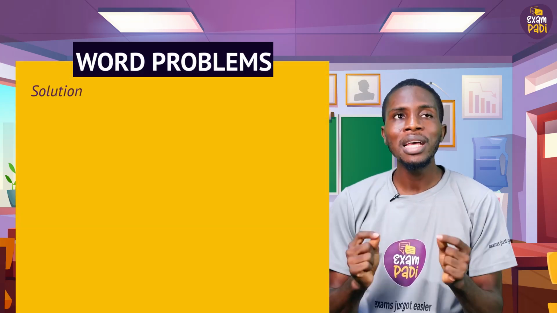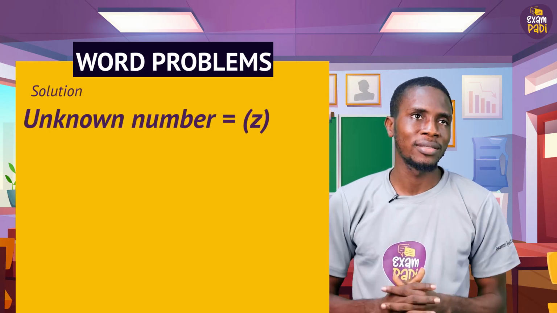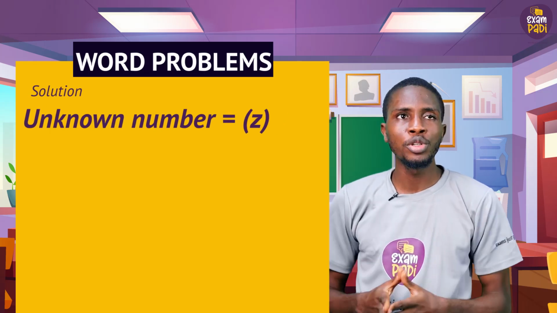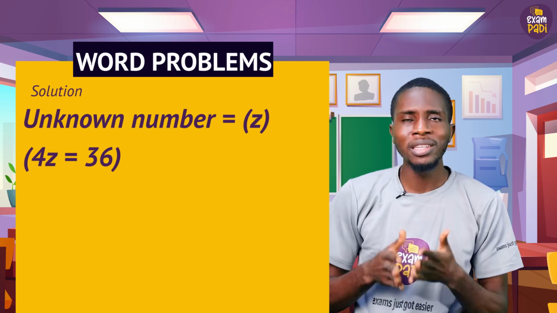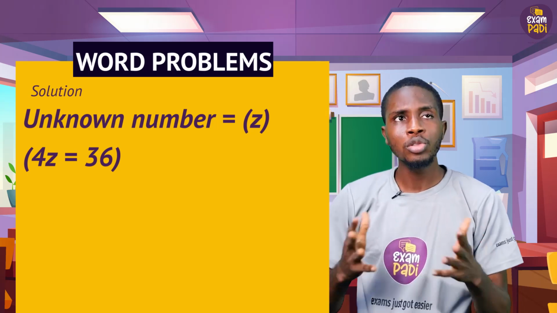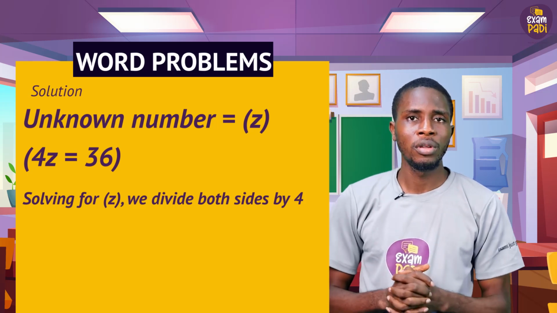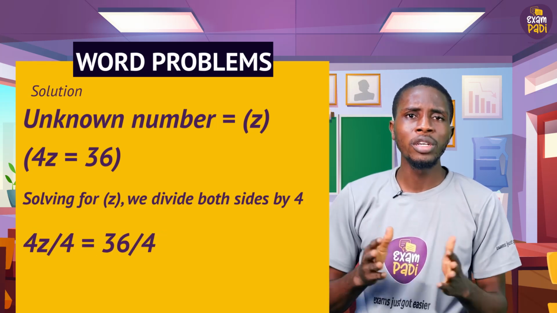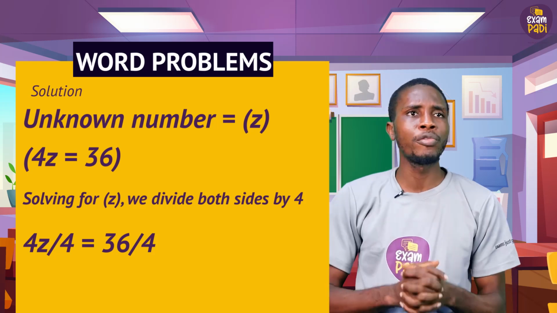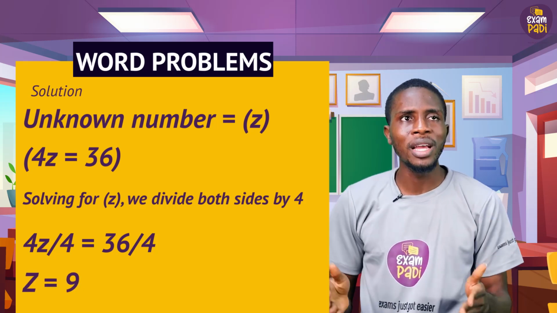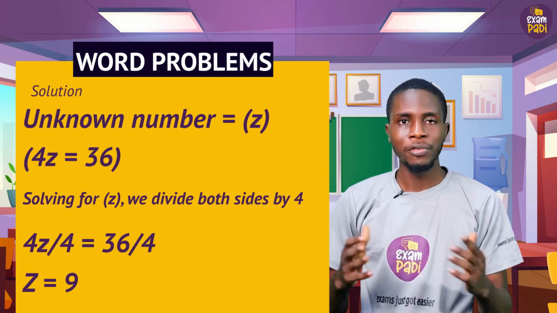3. Find a number which, when multiplied by 4, results in 36. Solution. Let's call the unknown number z. We can write the equation as 4z equals 36. Solving for z, we divide both sides by 4. 4z divided by 4 equals 36 divided by 4. Therefore, z equals 9.